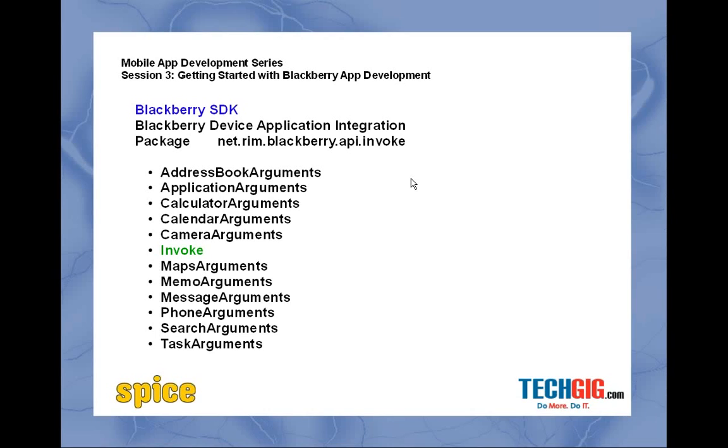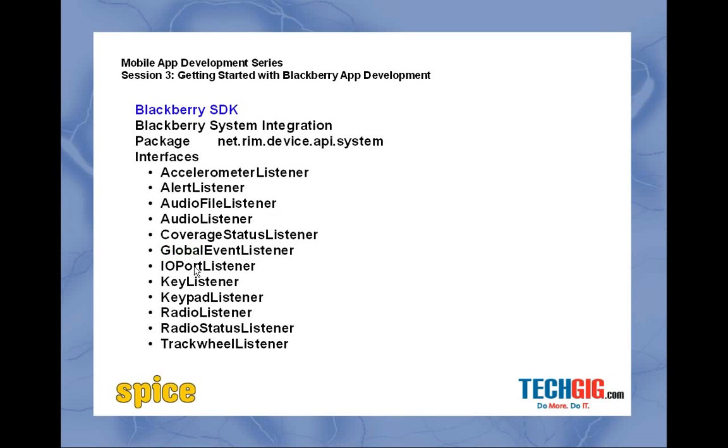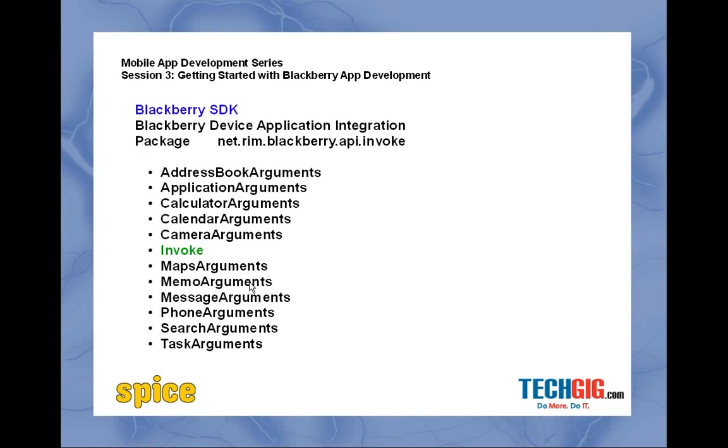And then when you write any mobile application, it has to integrate with the device capabilities. The application should be integrated with the address book. You can integrate with the calculator, calendar, camera, maps, memo. So there's a function called invoke. Invoke is the class, sorry, you look at the class, and by passing various parameters, you can invoke the BlackBerry native applications.